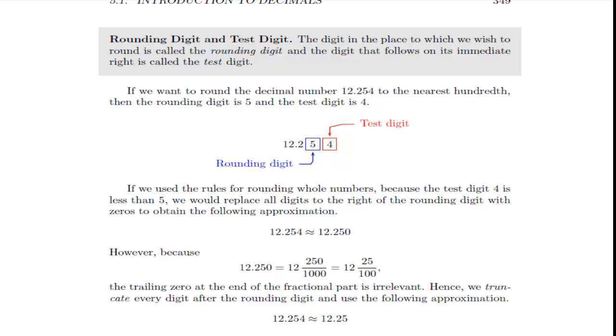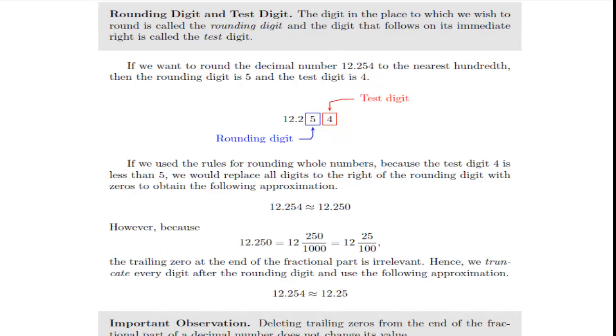If we use the rules for rounding whole numbers, because the test digit 4 is less than 5, we would replace all digits to the right of the rounding digit with zeros to obtain the following approximation. 12 and 254 thousandths approximately equals 12 and 250 thousandths. However, because 12 and 250 thousandths equals 12 and 250 over 1,000 equals 12 and 25 over 100, the trailing zero at the end of the fractional part is irrelevant.